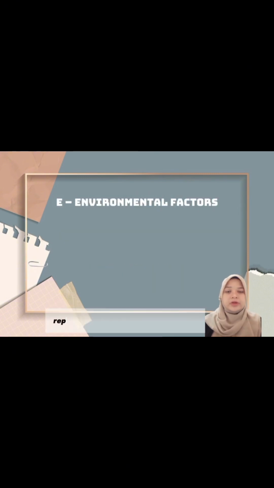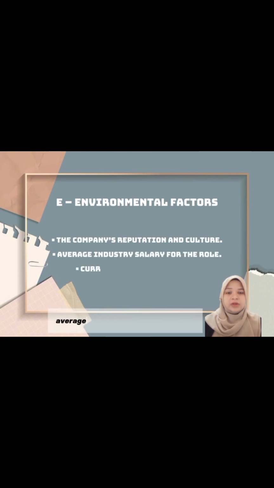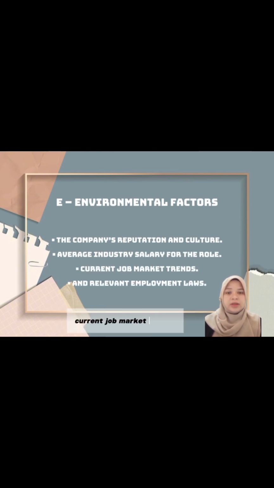Finally, E represents the environmental factors. These are external influences that shape the negotiation context, such as the company's reputation and culture, average industry salary for the role, current job market trends, and relevant employment laws. These factors help define what is considered reasonable and acceptable on both sides of the negotiations.